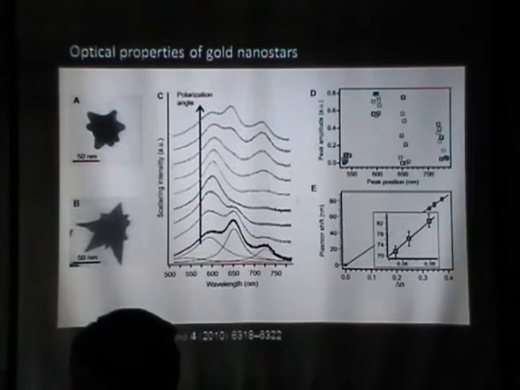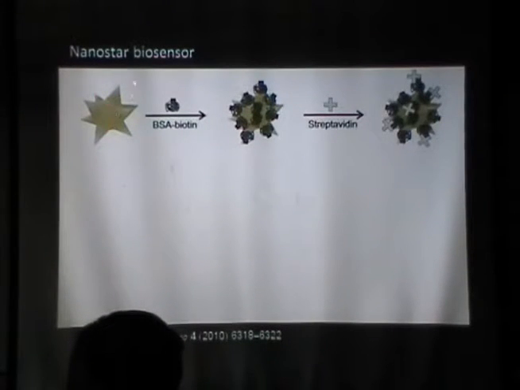So we can use that now. If we functionalize those particles with the right biomolecules, we can use that effect to detect the molecular interaction. We covered the surface of these nanostars with a protein that has a moiety called biotin, and that biotin interacts very strongly with another protein called streptavidin. So we want to detect this interaction by looking at the resonance shift.